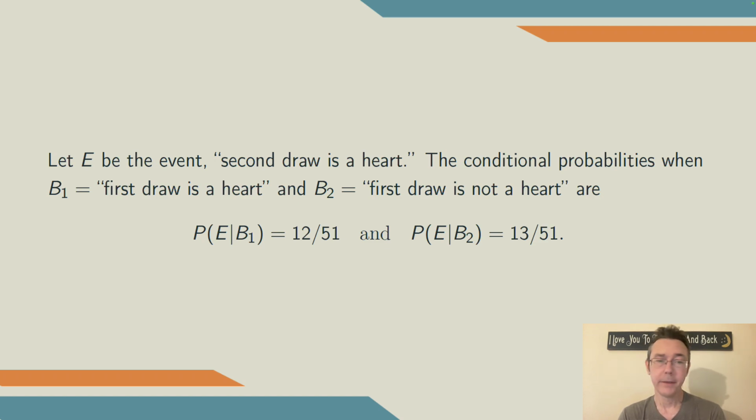So, the probability of E given that B1 has happened is 12 over 51, because if B1 has happened, the first draw was a heart, so there are only 12 hearts left. One of the cards is gone, so there are only 51 cards left. Similarly, the probability of E occurring when the first draw is not a heart is 13 over 51, because this time there are 13 cards left in the deck that are hearts.